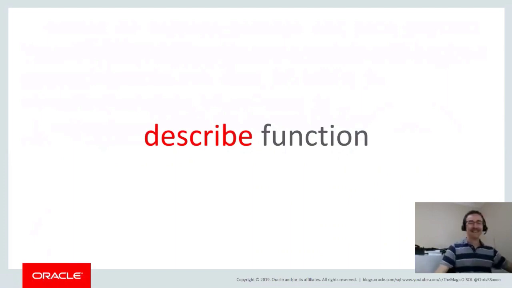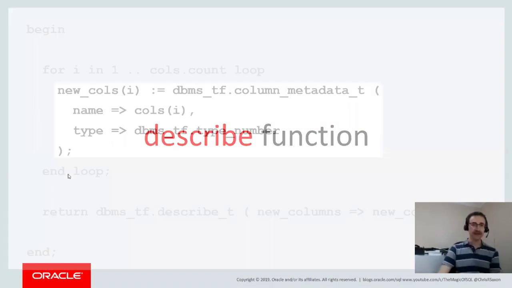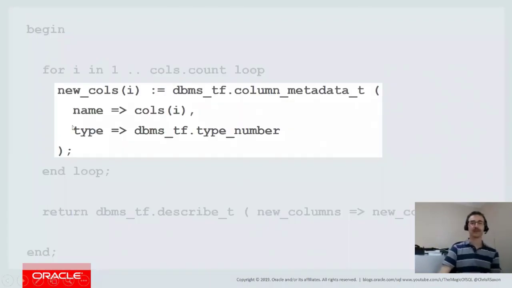Okay. All right then. So I'm going to talk through the describe function here. What I'm going to do is pass a list of columns, and I'm going to have those added to the result set. So what I need to do is loop through those, and we're building up an array of new columns that are going to be in the result set. And we make these new columns with this lovely DBMS_TF.METADATA_T procedure.